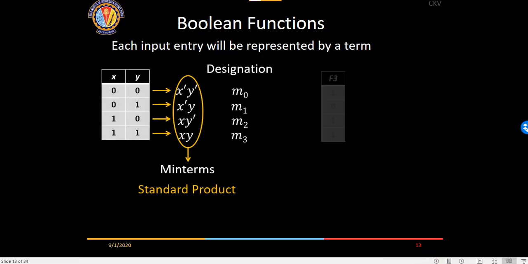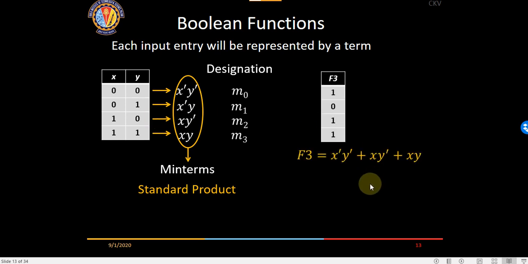Okay, if you understand this slide properly, there'll never be an issue. What is min terms? M0 to M3 are known as min terms. Min terms is merely a combination of input signals, a combination of input.